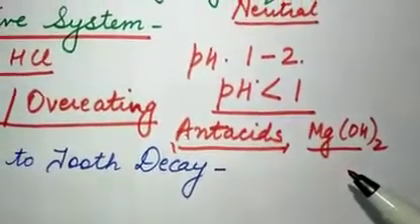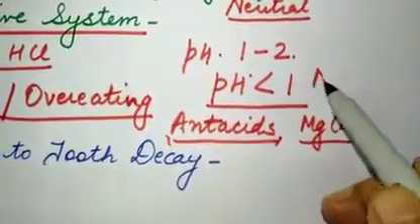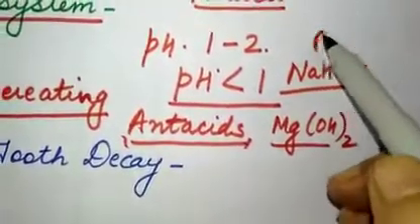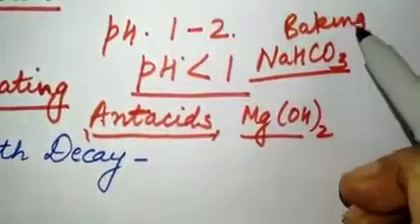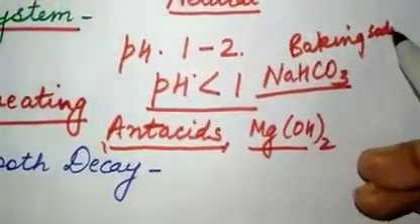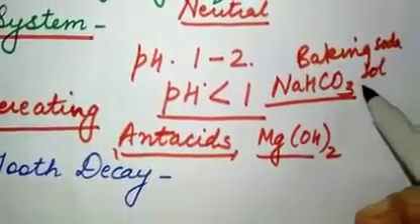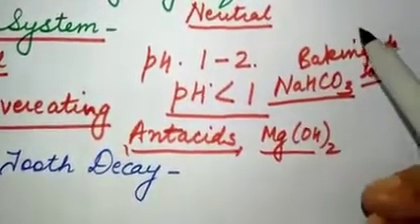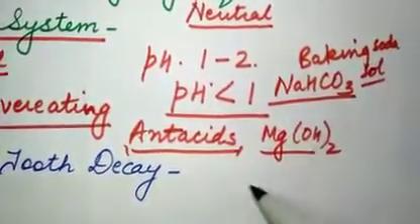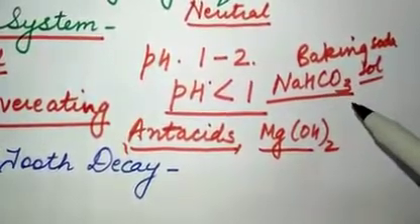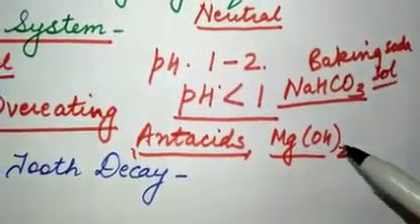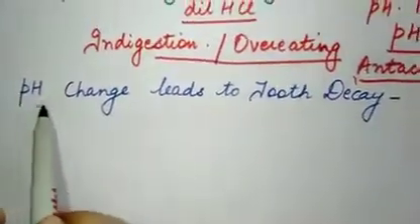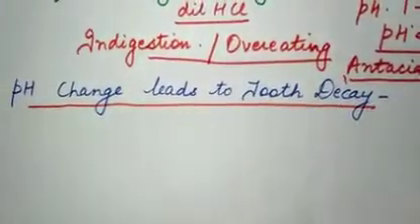Another way is NaHCO3. NaHCO3 is baking soda, and this baking soda solution is also a mild base which can be taken to neutralize the effect of the acid produced in the stomach. So baking soda solution or an antacid can be taken to neutralize the effect of the acid produced in the stomach. Okay, then the second importance is that pH change leads to tooth decay.